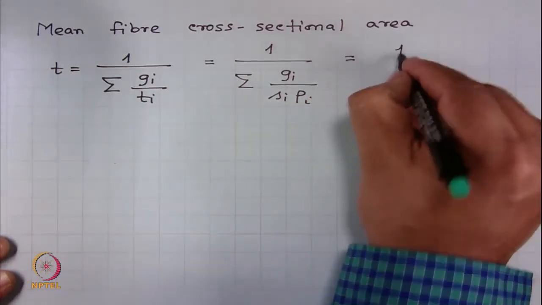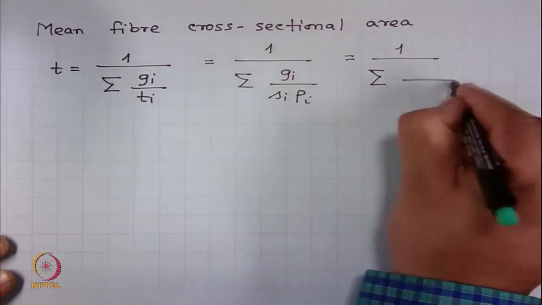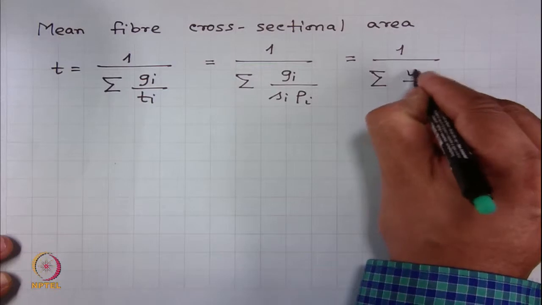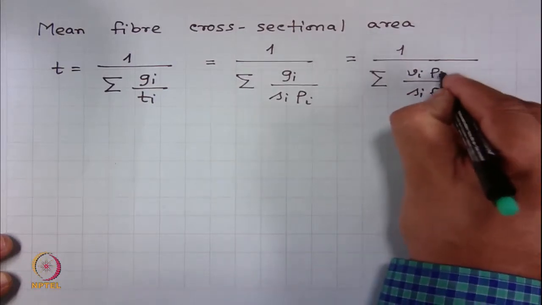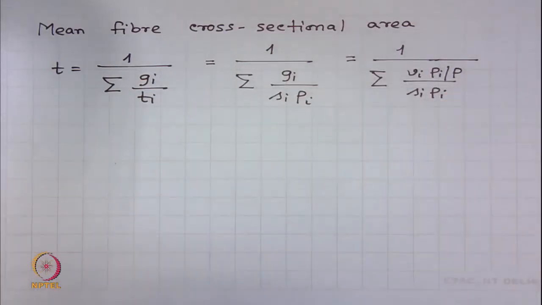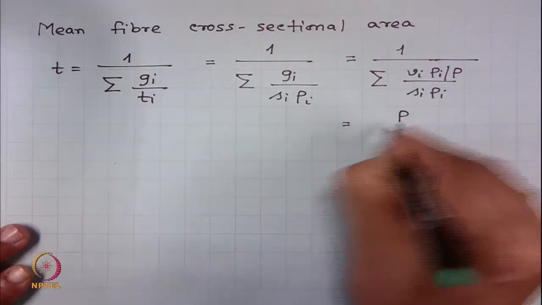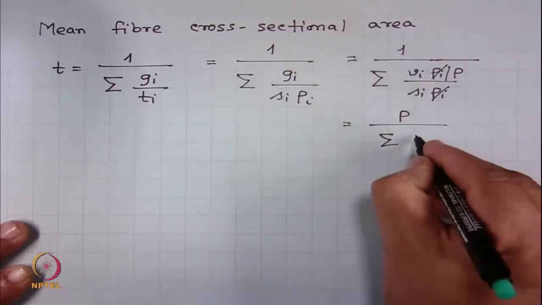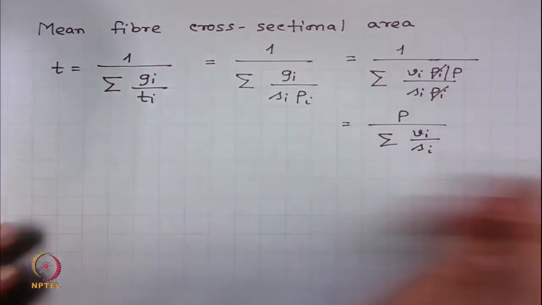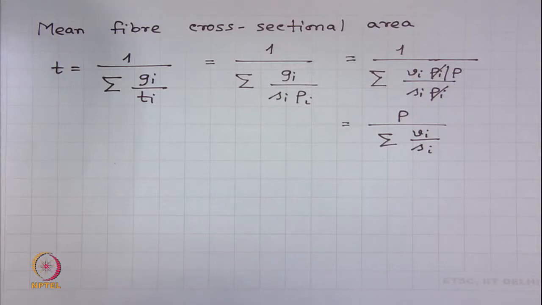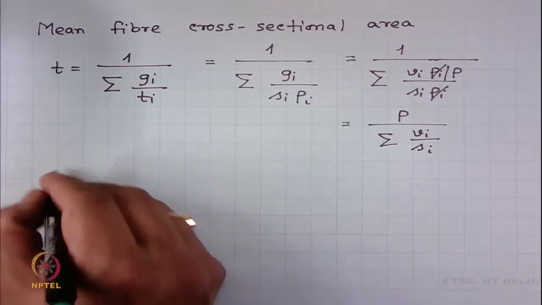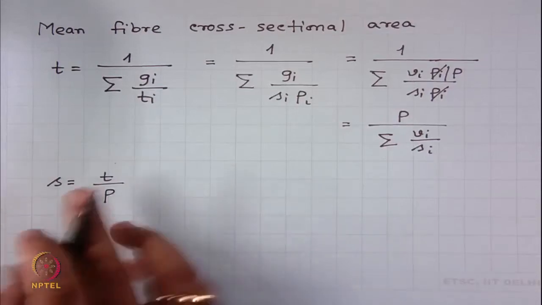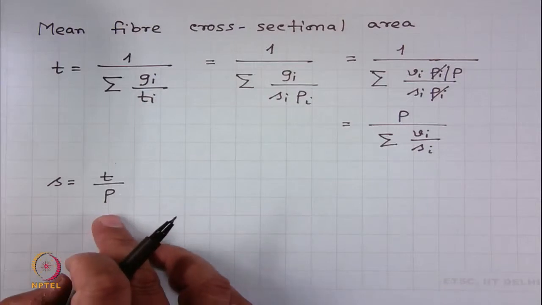So, we can write this in terms of volume fraction into rho_i by rho. So, this rho is going there and then this gets cancelled. So, what we obtain? Volume fraction divided by cross sectional area of ith component. So, what is mean fiber cross sectional area? Mean fiber cross sectional area is equal to T by rho. What is T? T is mean fiber fineness of the blend. What is rho? Mean fiber density of the blend.